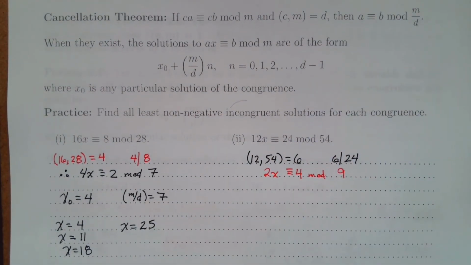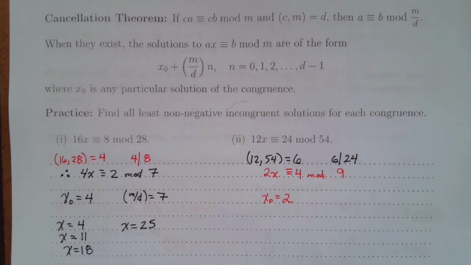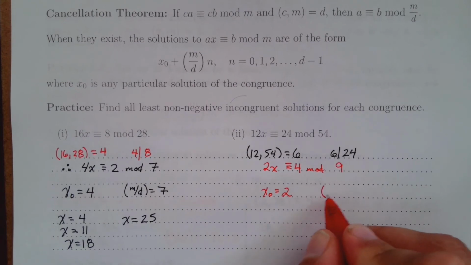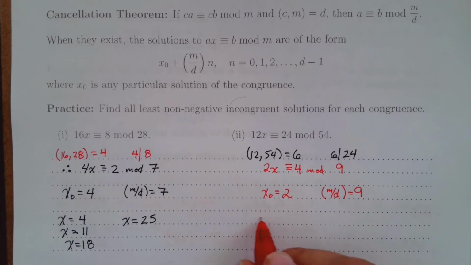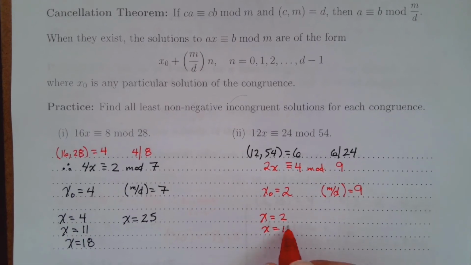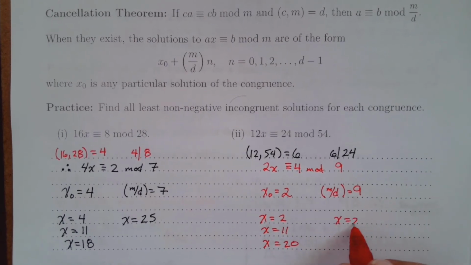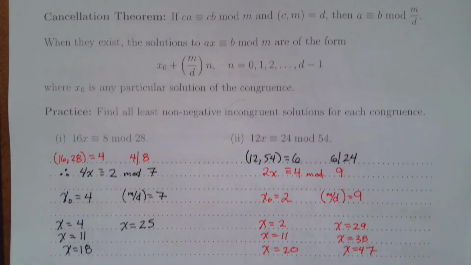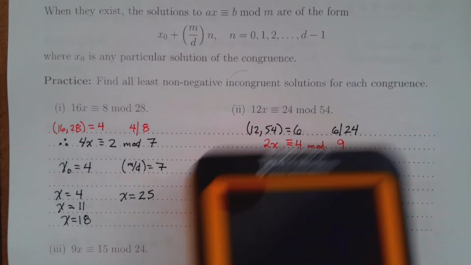That simplifies my solutions. My particular solution for this would be x naught equals 2, and m over d is equal to 9. So my 6 solutions will be x equals 2, x equals 11, x equals 20, x equals 29, x equals 38, and x equals 47. Those are my 6 solutions to this congruence.